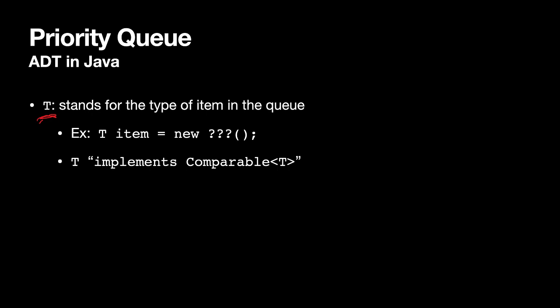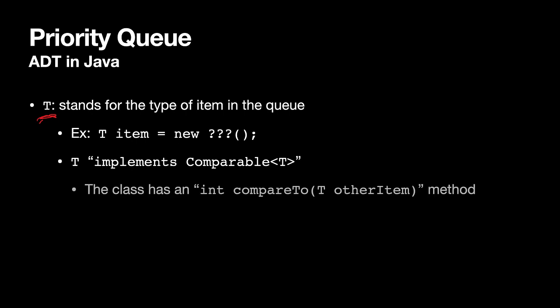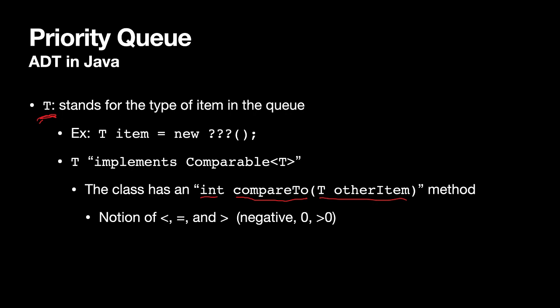We'll assume that T implements the Comparable interface. The Comparable interface provides a single method, int compareTo, and you give it some other item to compare to. Classes that support this interface will provide this method called compareTo. It returns an integer, and it allows one item to call the compareTo method and pass in another item to be compared against. This gives us the notion of less than, equal to, and greater than.